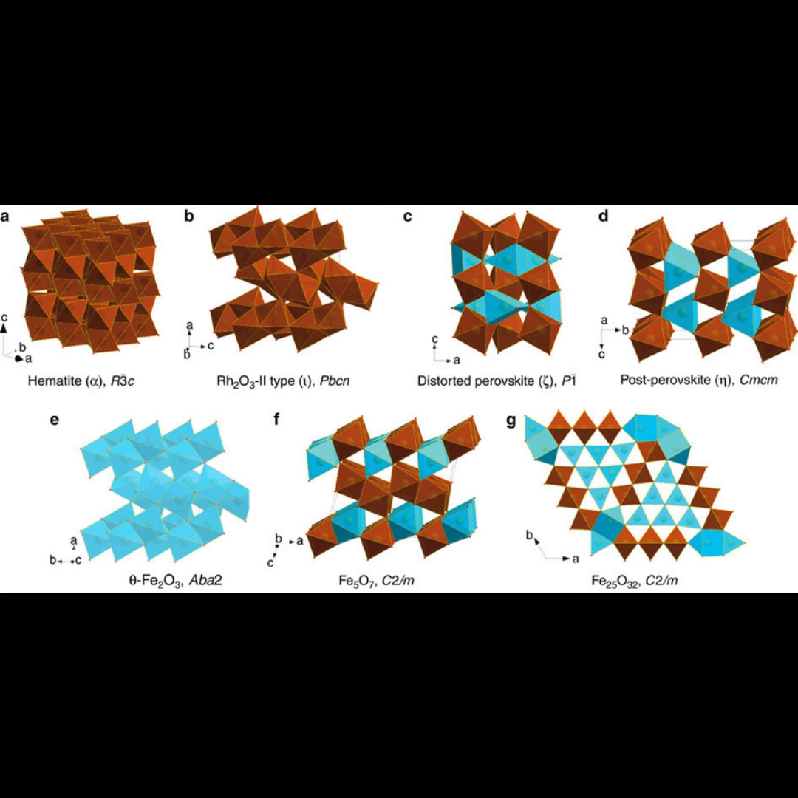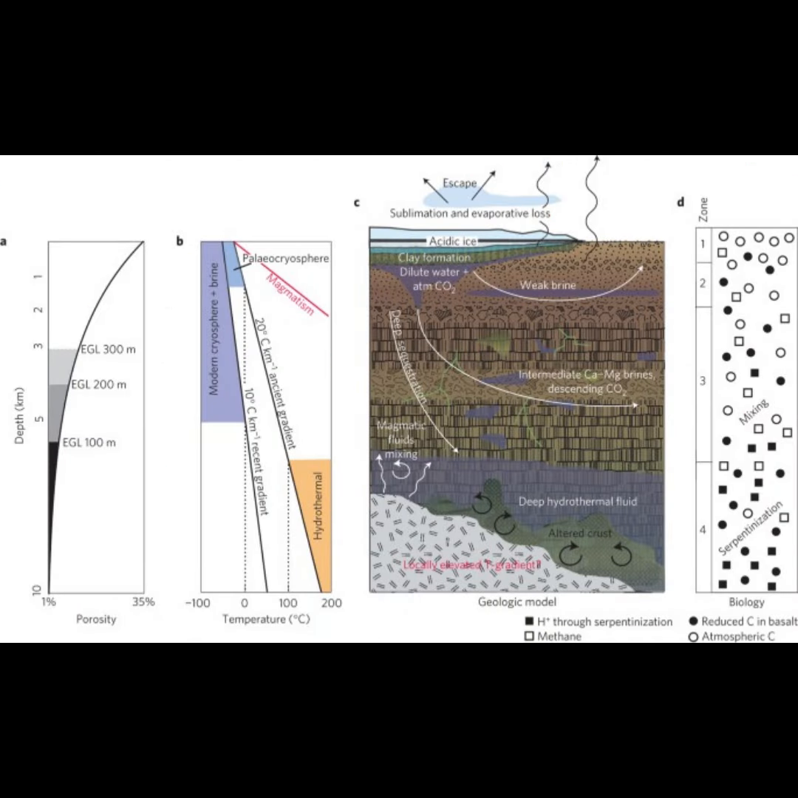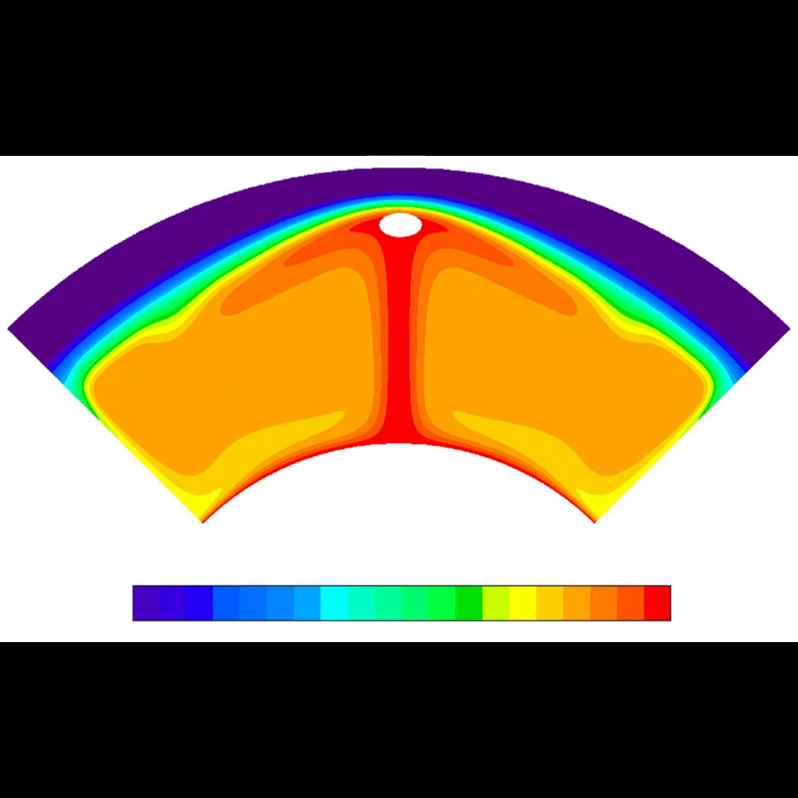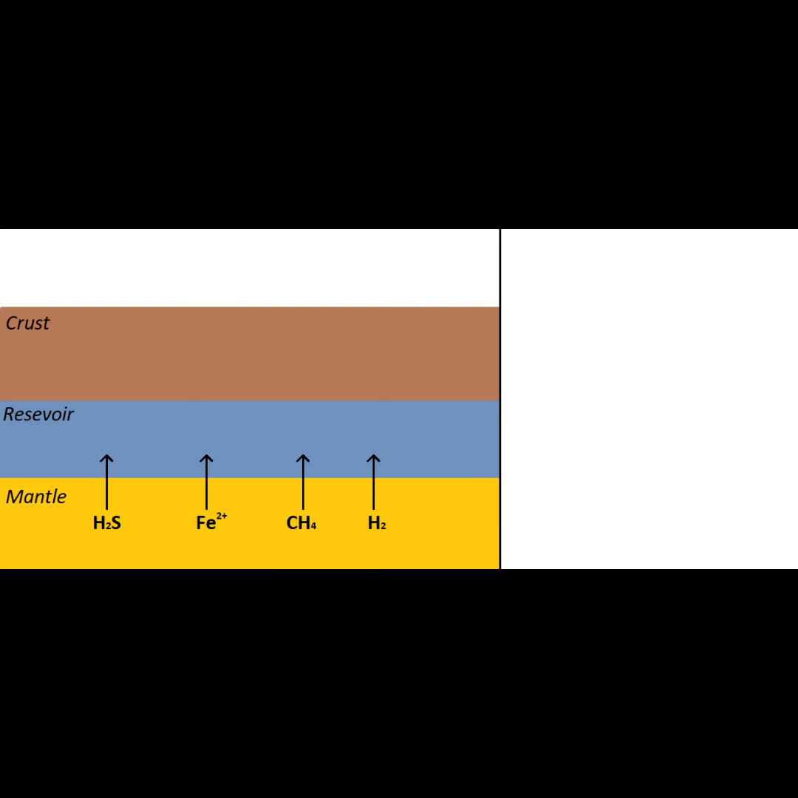However, if we go slightly deeper, things might change. Oscillations in the magnetic field of Mars have hinted at a planet-wide subsurface brine reservoir. While the surface seems almost entirely geologically dead, the Martian mantle is still convecting, and this could bring reduced gases such as hydrogen, methane, and hydrogen sulfide into the brine reservoir.